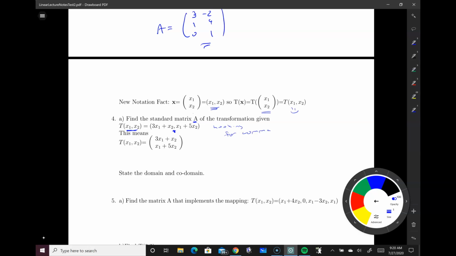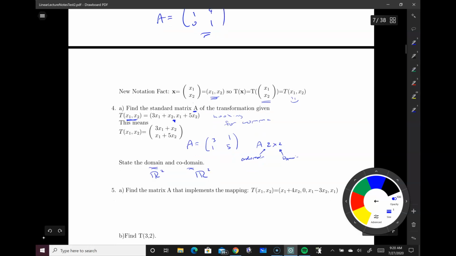Okay, so I want to identify what the domain is and what the codomain is. First it said find the matrix A, so let's find the matrix A. The matrix A will be 3, 1, 1, 5, right? And the domain will be R2, and the codomain will be R2. So remember, if A is a 2 by 2 matrix, this is the size of the domain, and this is the size of the codomain.